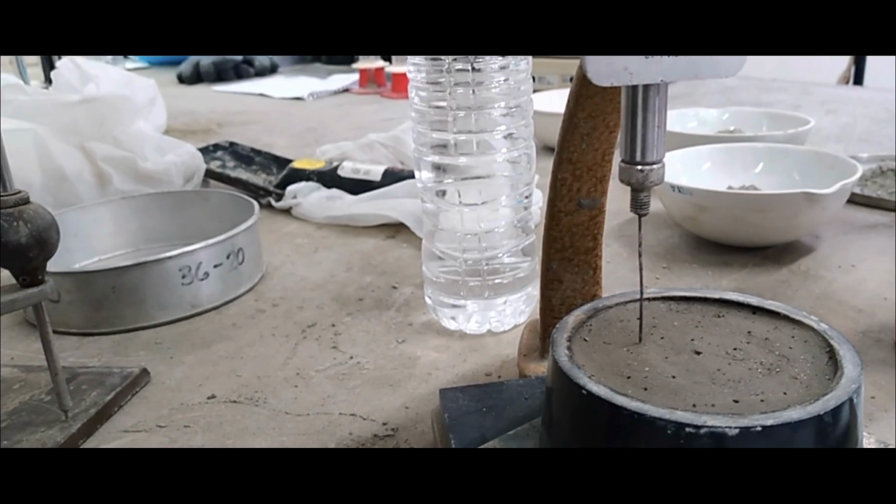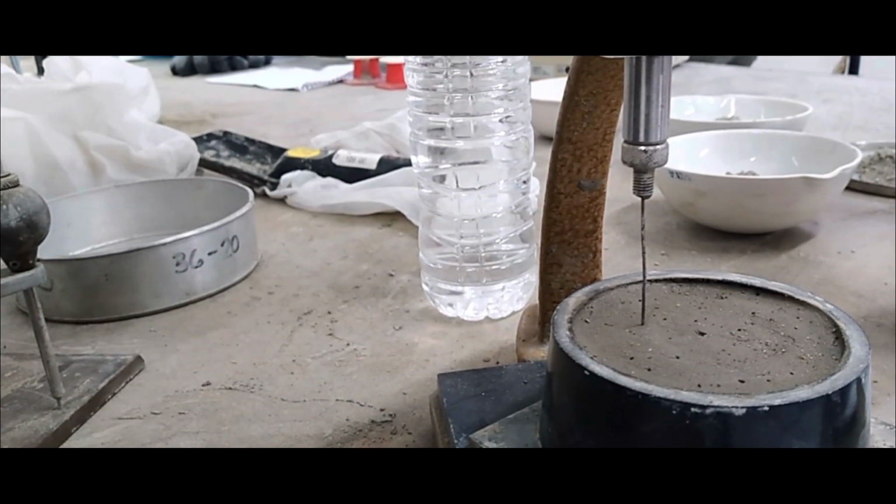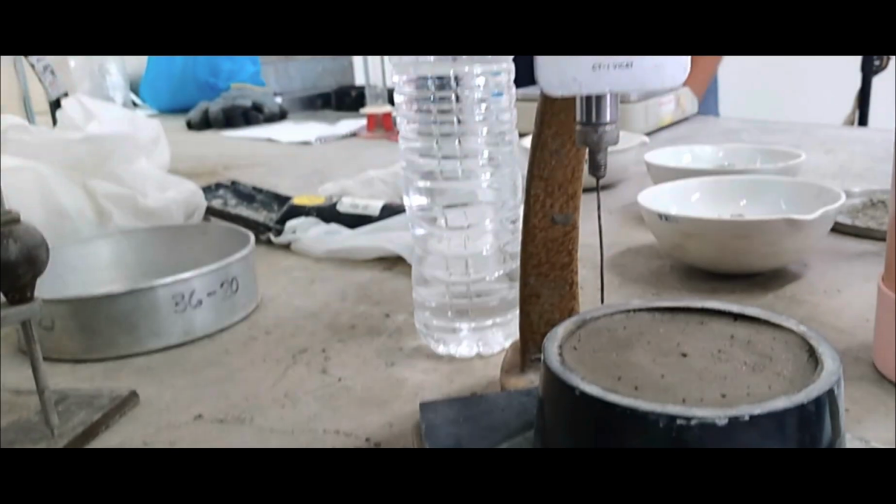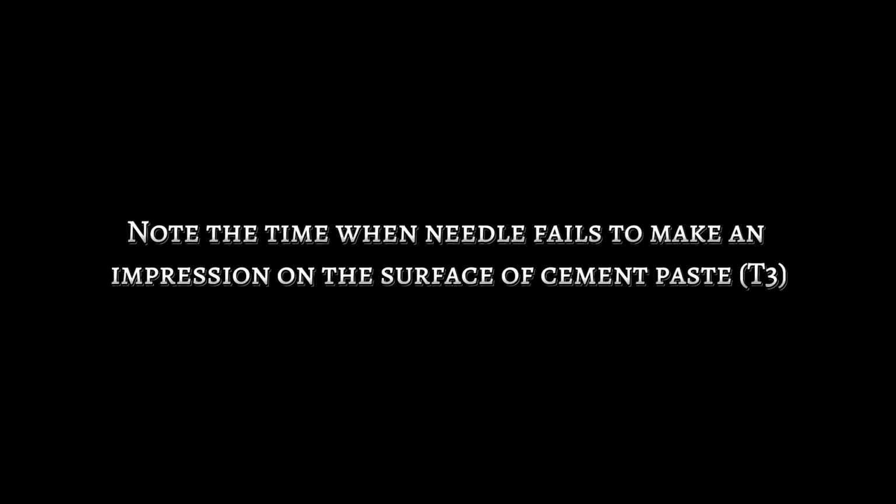Now, slightly release this needle on the surface of the cement paste and observe whether it is making an impression of the ring on the surface or not. Note the time the needle fails to make an impression on the surface of the cement paste. Calculations.